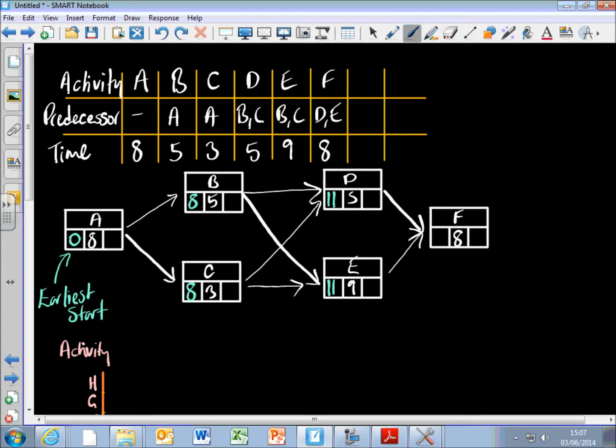Okay, so what's the earliest F can start? Well, D can start on day 11, takes 5 days, so it could be done by day 16. And E can start on day 11 and takes 9 days, so it could be done by... I think it's wrong, haven't I?